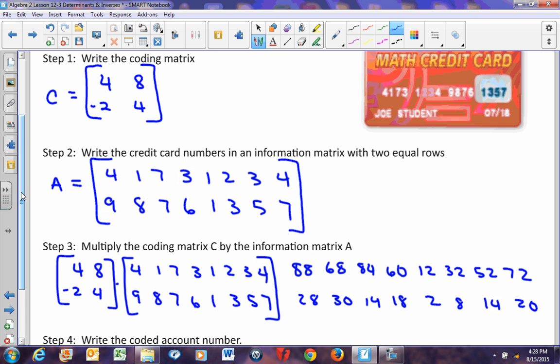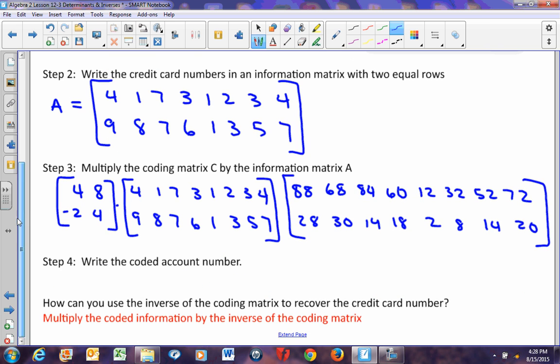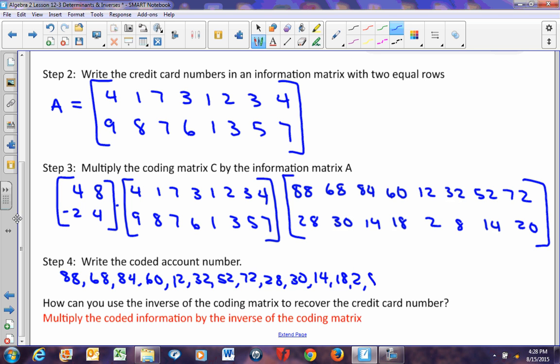So for this particular transaction, that's the set of numbers that's going to go in for my credit number. This is now my coded account number, 88, 68, 84, 60, 12, 32, 52, 72, 28, 30, 14, 18, 2, 8, 14, 20. That's my new account number. A lot more digits. Okay?